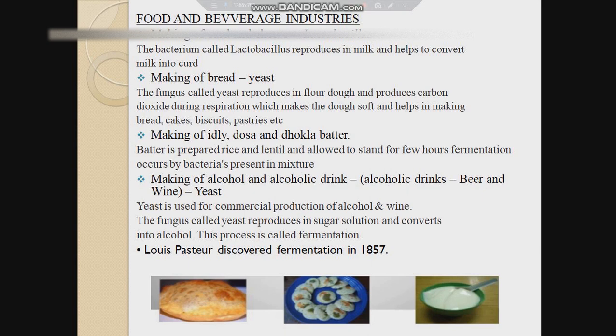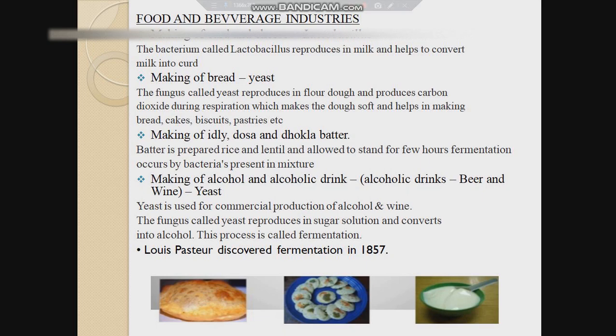Microorganisms are also used in making idli, dosa and dokla batters. Idli and dosa are prepared from a mixture of dal and rice, which has been ground to a fine paste. The mixture is allowed to stand for a few hours. Fermentation occurs naturally due to bacteria present in the mixture, and it rises and becomes sour. Dokla, a popular food item in Gujarat, requires yeast to be added to its mixture to make it soft and fluffy. In this case, fermentation may not take place naturally.